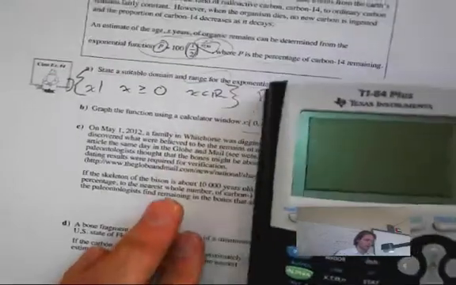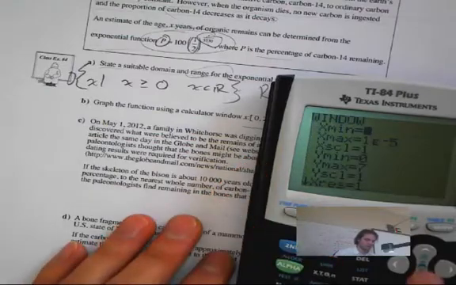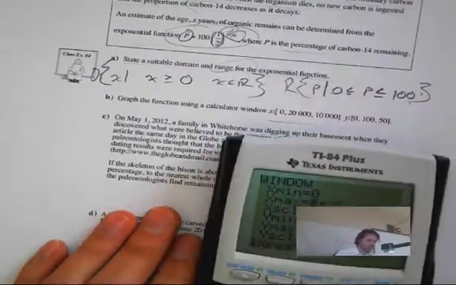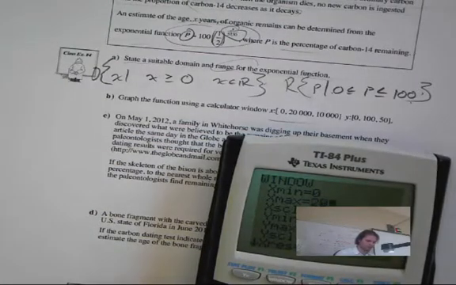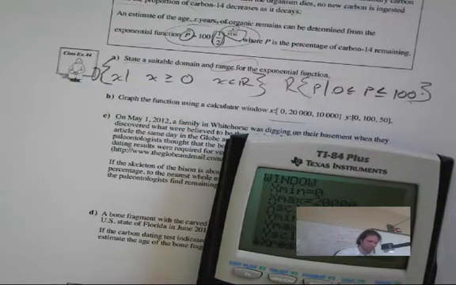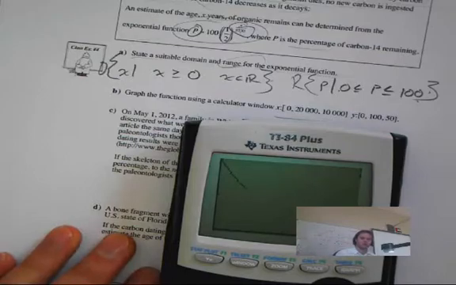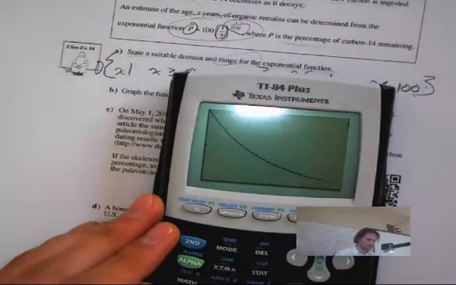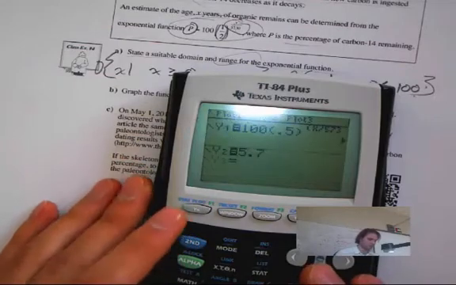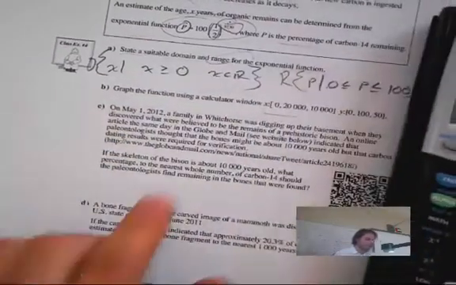So I graph it, but I have to change my window. Here's my window. It tells me my window is 0, 20,000, and we want 10,000 for the scale. And here we want to have 0, 100, and then 50. Let's go with 50. So there is my beautiful graph. Oh, and I have to delete that one part. That's 5730. Delete, graph. Okay?